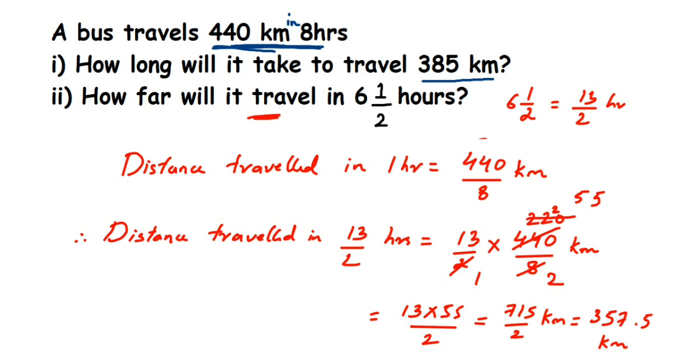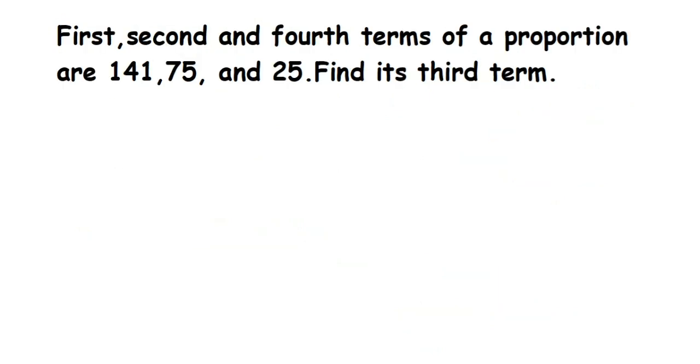Now again this question is on proportion. What have they given here? The first, second and fourth terms of a proportion are 441, 175 and 25. Find its third term. They have given that they are in proportion. Whenever they are in proportion, it means two ratios are equal.